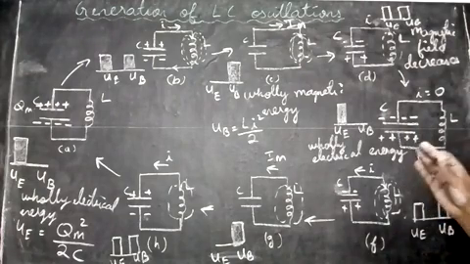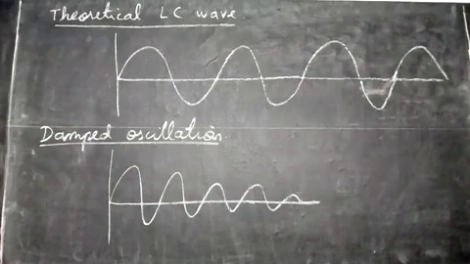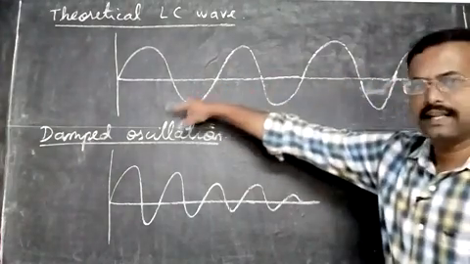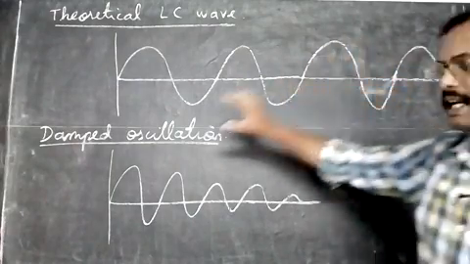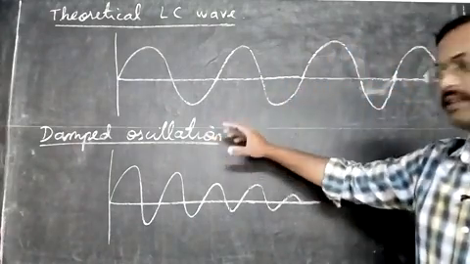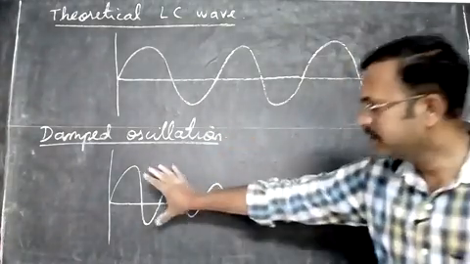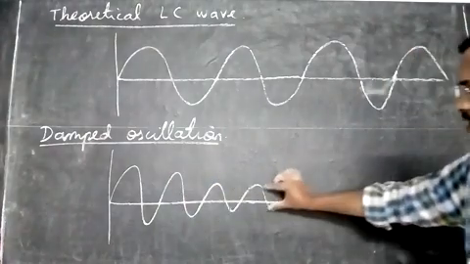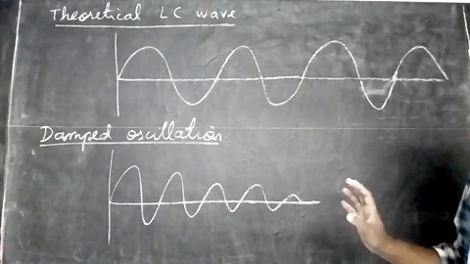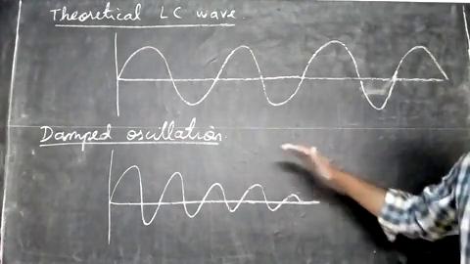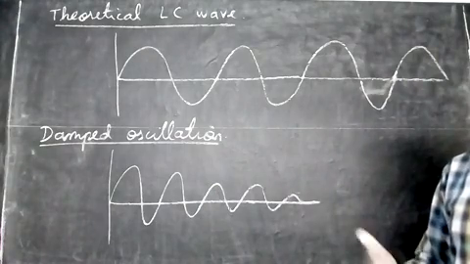So let's see how the wave will be. Let's see the theoretical wave. The theoretical LC wave will be like this way. It will have equal amplitudes; the amplitude will not change. But in real life, we have damped oscillations. We'll learn it in 11th also. Because of the resistance the LC circuit will have, the amplitude will be decreasing, and finally it will stop. The oscillation will not keep on going, due to heat energy and other various losses.